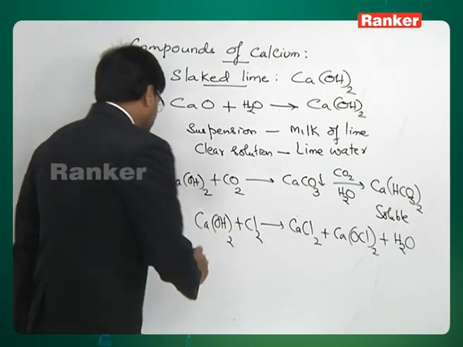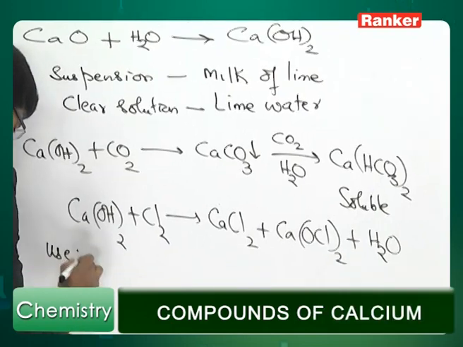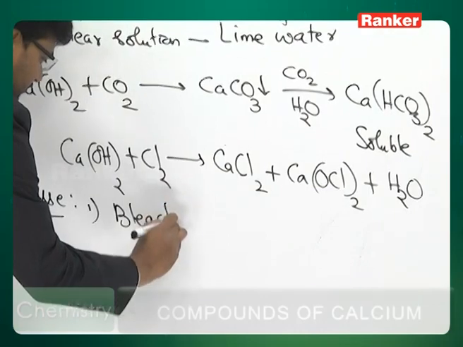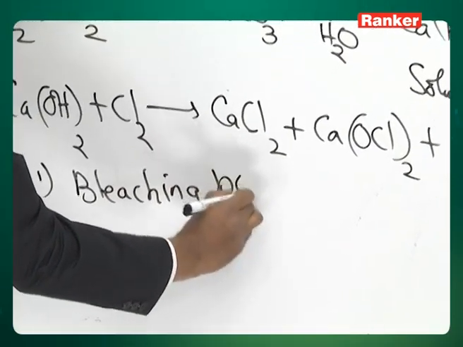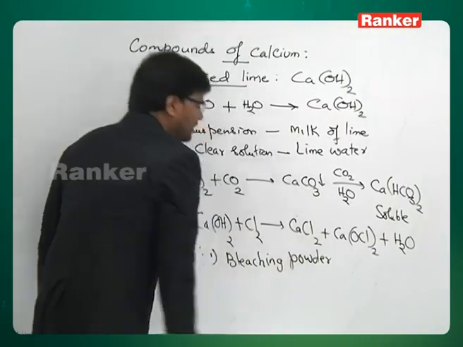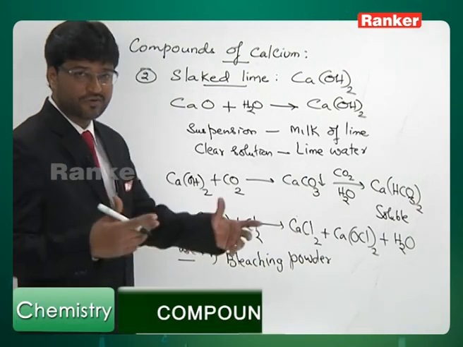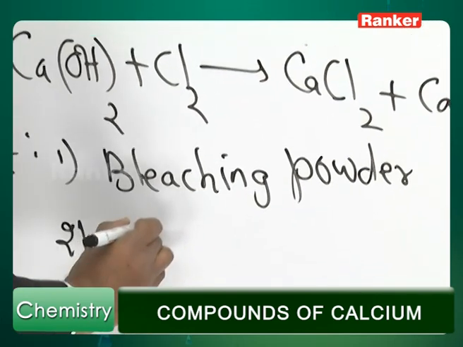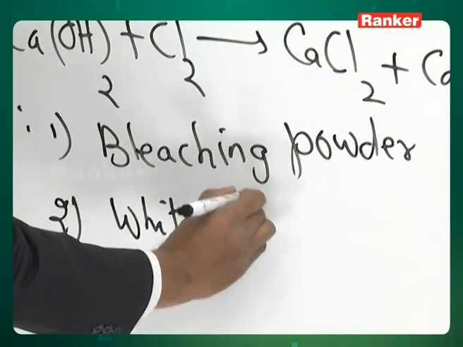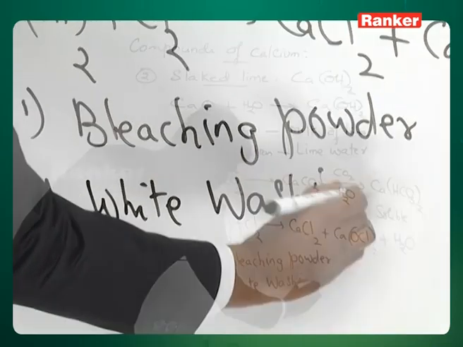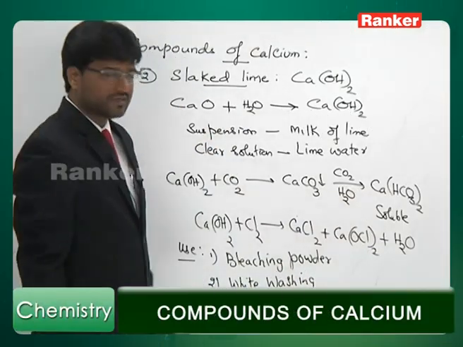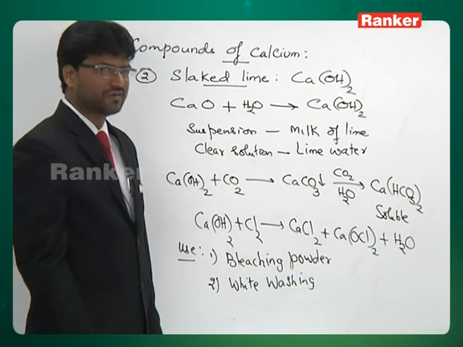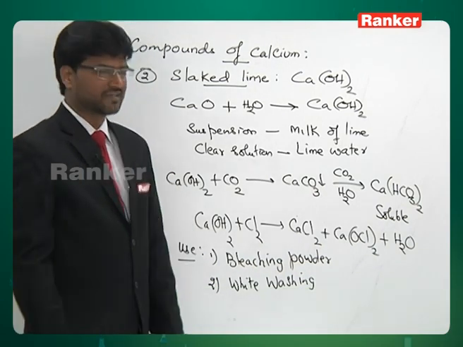Now coming to uses of calcium hydroxide. Number 1 is in the manufacture of bleaching powder. Calcium hydroxide is used in the commercial production of bleaching powder. Next, it is used in whitewashing. These are two important commercial uses of calcium hydroxide, which is popularly called slaked lime.